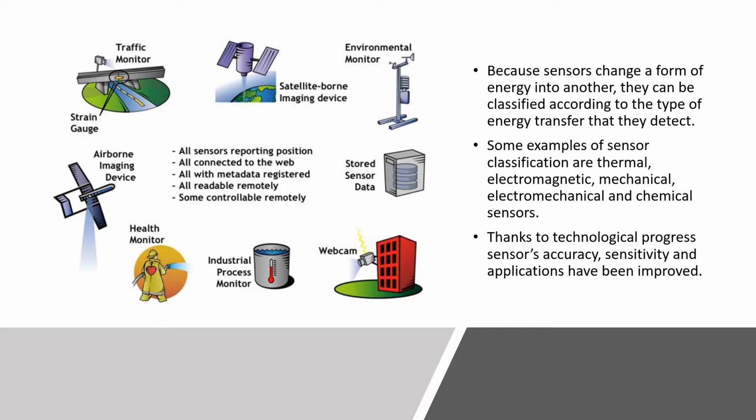Because sensors can change a form of energy into another, they can be classified according to the type of energy transfer that they detect. Some examples of sensor classification are thermal, electromagnetic, mechanical, electromechanical, and chemical sensors. Thanks to technological progress, sensory accuracy, sensitivity, and applications have been improved.